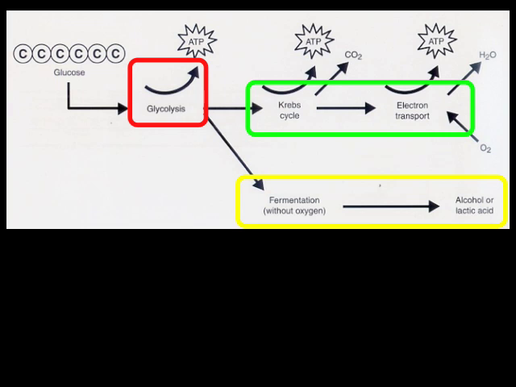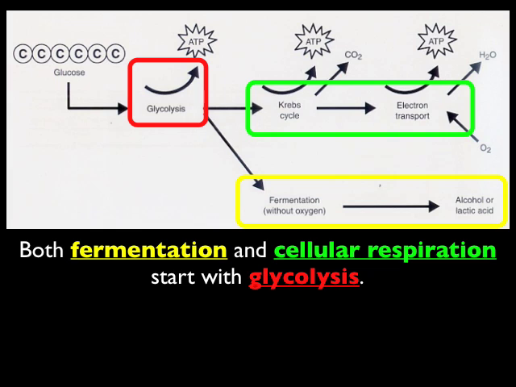Looking at this flowchart, you can see the three different steps involved in cellular respiration, starting with glycolysis, which has a red square around it, followed by the Krebs cycle and electron transport that have the green rectangle around it. Now, Krebs cycle and electron transport occur when oxygen is available to your cells. If there's no oxygen available, fermentation occurs, which you can see in the yellow rectangle. Both fermentation and cellular respiration start with the process known as glycolysis. And glycolysis is once again the breaking down of glucose into simpler, more manageable carbon molecules.